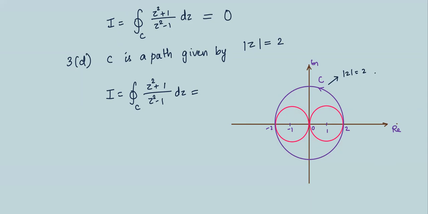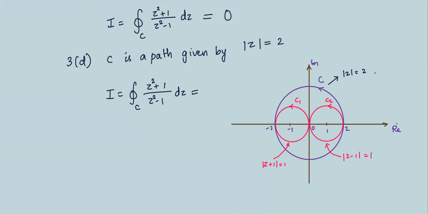All right. Now what about these paths? This is modulus of Z plus 1 equal to 1, center -1, radius 1. How about this path? This is mod Z minus 1 equal to 1, center 1, radius 1. So let's say this is C1 and let's say this is C2.